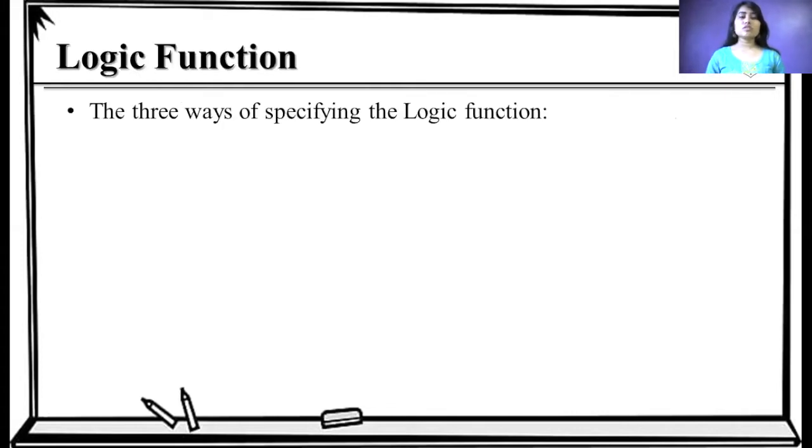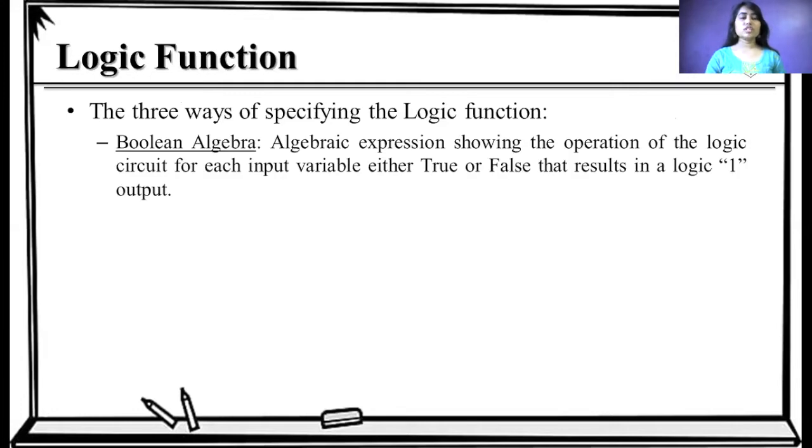The three ways of specifying the logic function. First, Boolean algebra. Algebraic expression showing the operation of the logic circuit for each input variable, either true or false, that result in a logic 1 output. Here we have a logical expression, that means an algebraic expression to show that for any input condition we have an output 1 or 0. According to that we have an expression for our logic 1 output condition.